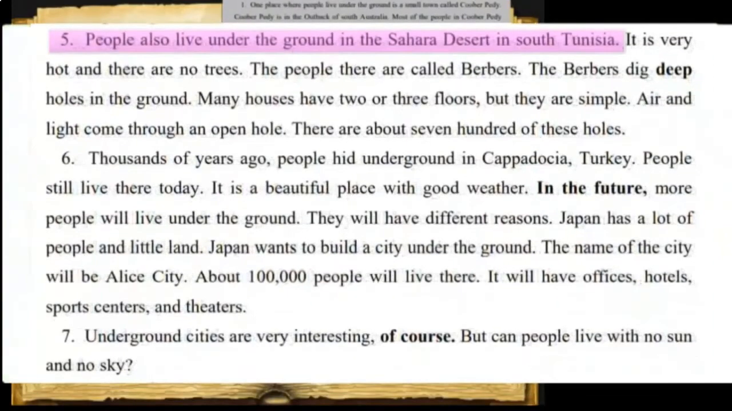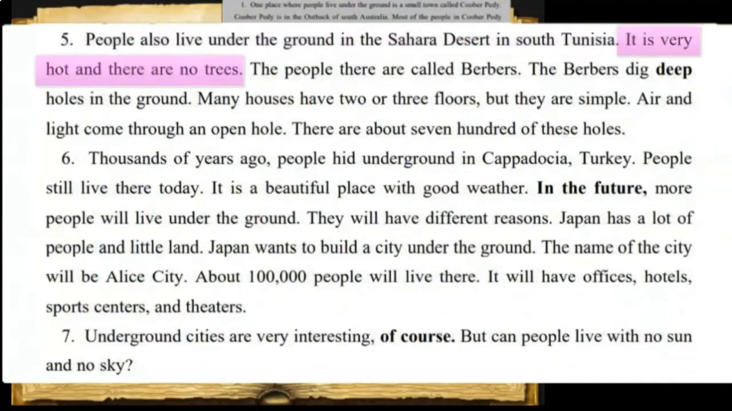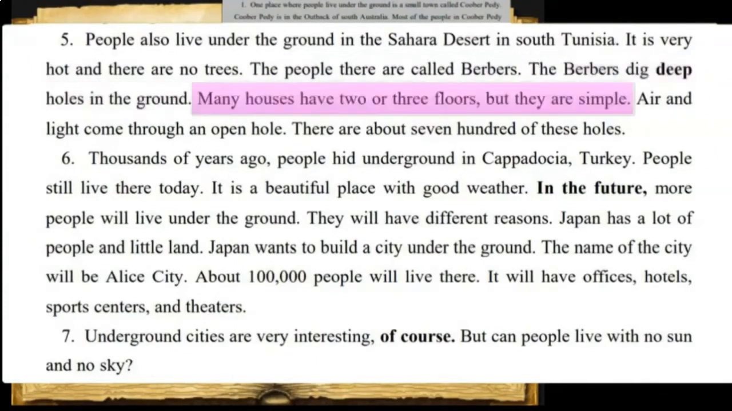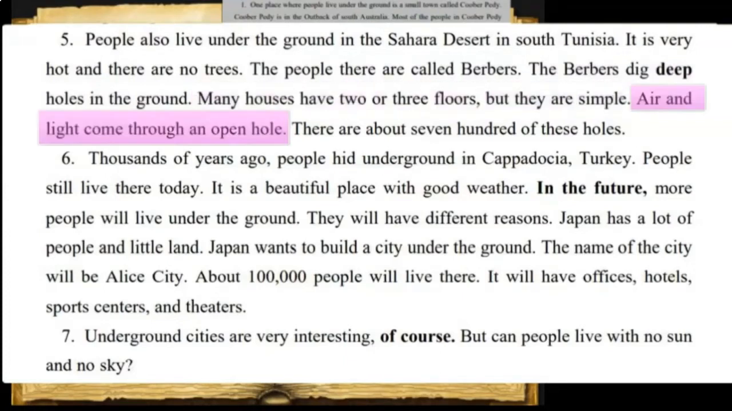People also live under the ground in the Sahara Desert in South Tunisia. It is very hot and there are no trees. The people there are called Berbers. The Berbers dig deep holes in the ground. Many houses have 2 or 3 floors, but they are simple. Air and light come through an open hole. There are about 700 of these holes.